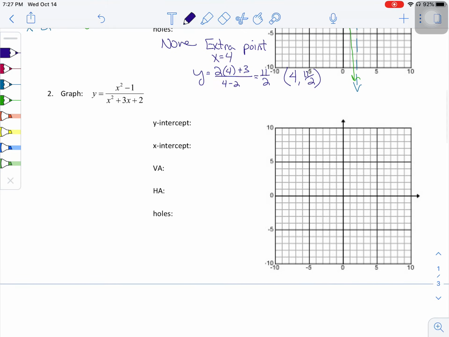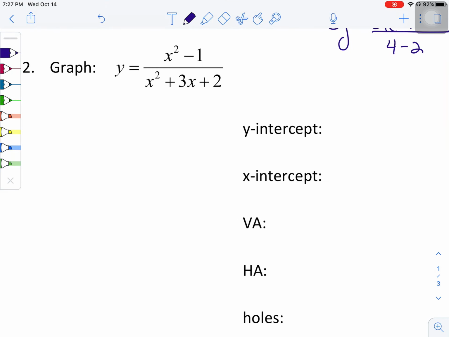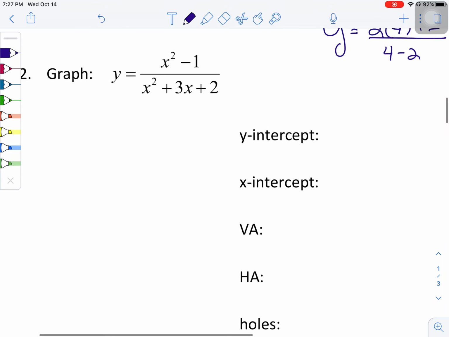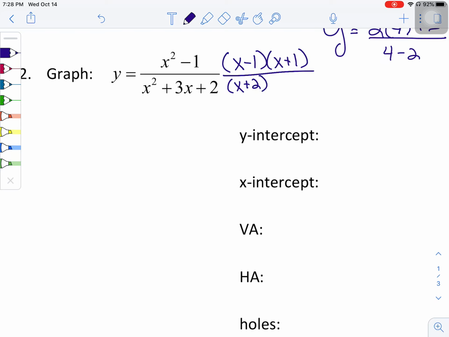Okay, so step 1, we want to see if we can factor and cancel anything. So x squared minus 1 factors into x minus 1 and x plus 1. Denominator x squared plus 3x plus 2 would be x plus 2 times x plus 1. So in this case, we do cancel, right? We cancel out this x plus 1 with that x plus 1.